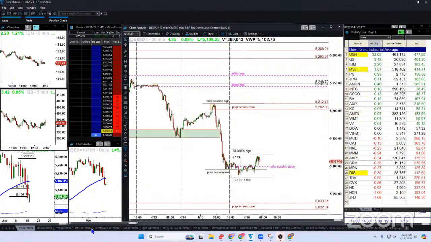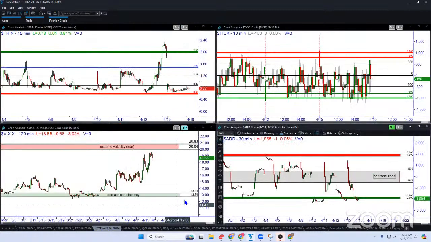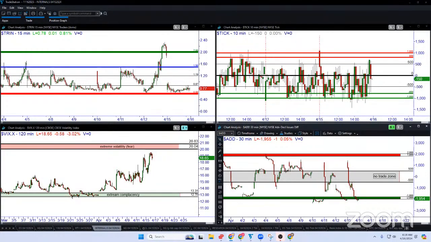Okay. Now, having said all of that, let's keep moving forward here. VIX volatility index in the pre-market is down. Let's bring that back up. Actually, I'm just going to look over here. 18.65 in the pre-market VIX. Okay.